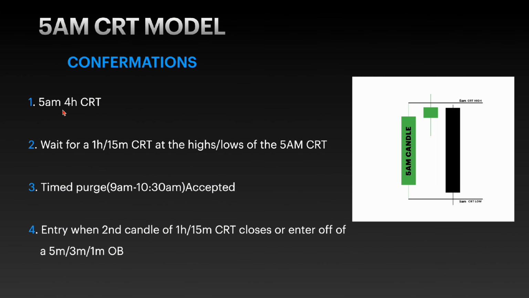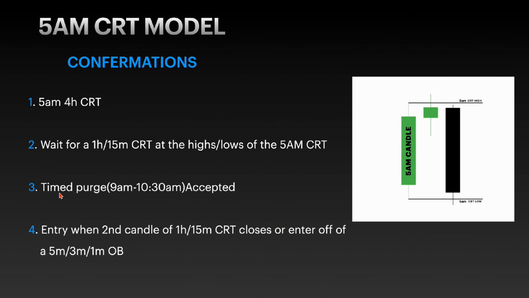So, here are some confirmational key points to remember. Number 1. The 5 AM CRT range. This forms the foundation of the model. You'll mark the high and low of the 5 AM 4-hour candle as your range. This range becomes your first confirmation, a high probability, time-sensitive setup. Number 2. The 15-minute or 1-hour CRT formation. Look for a CRT setup within this 5 AM range on the 15-minute or 1-hour chart. This is your second confirmation, a lower time frame CRT within a higher time frame CRT. It's crucial to understand how the lower time frame aligns with the higher one.